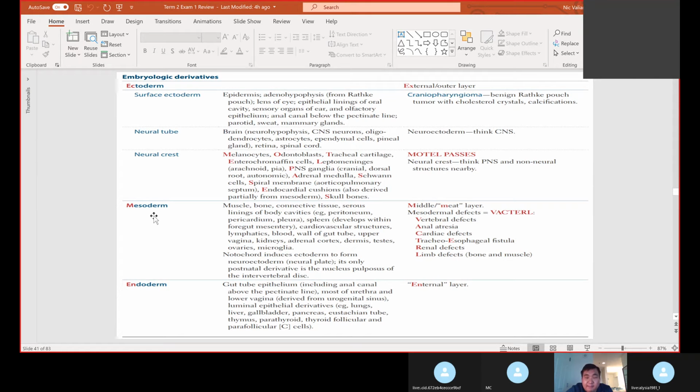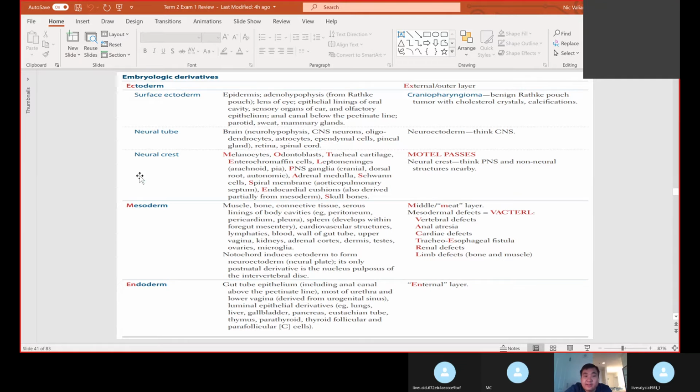You can read that. Mesoderm, think about muscle, meat, middle layer. If you have a deficiency in mesoderm, think about VACTERL. You can read that. Endoderm, think about epithelium, lining, so everything: lining of your urethra, lower vagina, luminal epithelial derivatives like your lungs, liver, the lining of the gallbladder, pancreas, everything. Think about internal lining or internal layer for your endoderm.